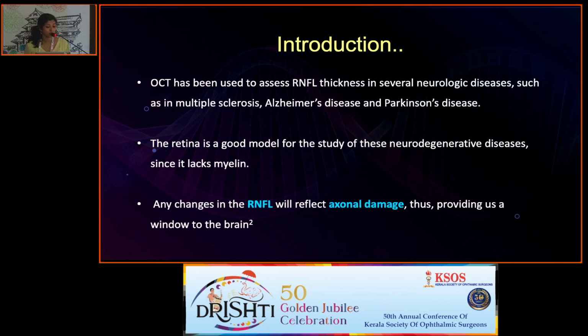OCT has been used to assess RNFL thickness in several neurological diseases such as multiple sclerosis, Alzheimer's disease, and Parkinson's disease. The retina is a good model for the study of all these neurodegenerative diseases since it lacks myelin. Any changes in the RNFL will reflect axonal damage, thus providing us a window to the brain.